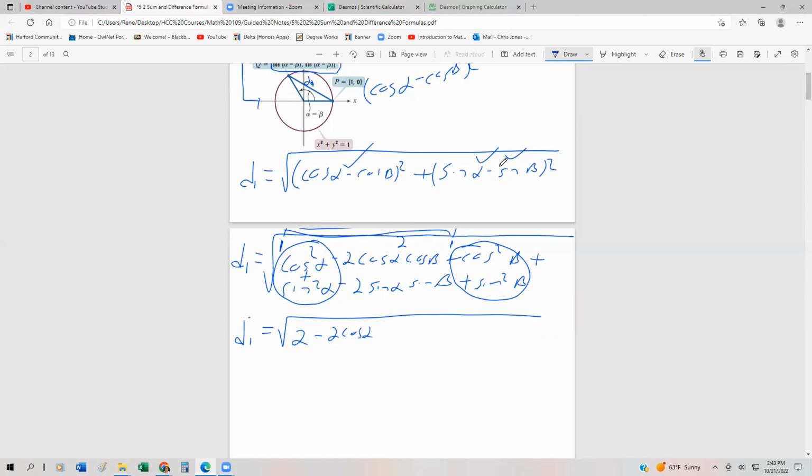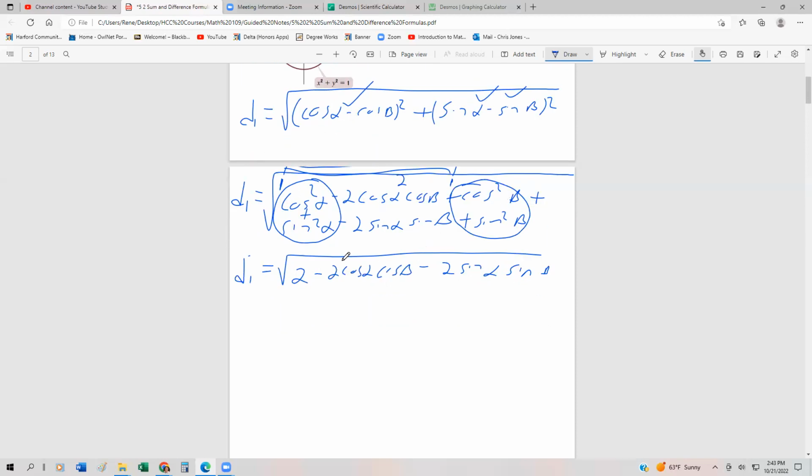All right, so this expression, d1, is going to be equal to the square root of 2 minus 2 cos alpha cos beta minus 2 sine alpha sine beta. All right. Now, last thing we're going to do is square this. If I was to square this animal, then that would just remove the square root from that. So let's hold on to this, okay? Because that's distance 1 squared.